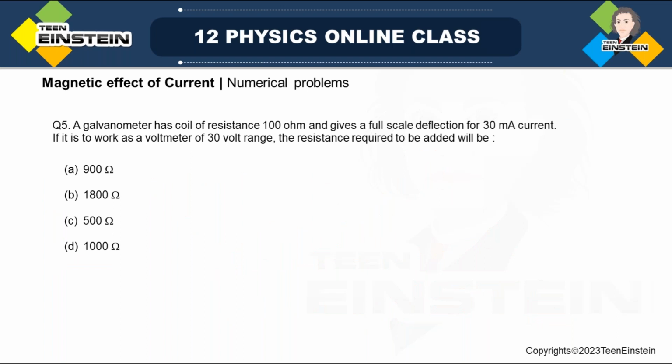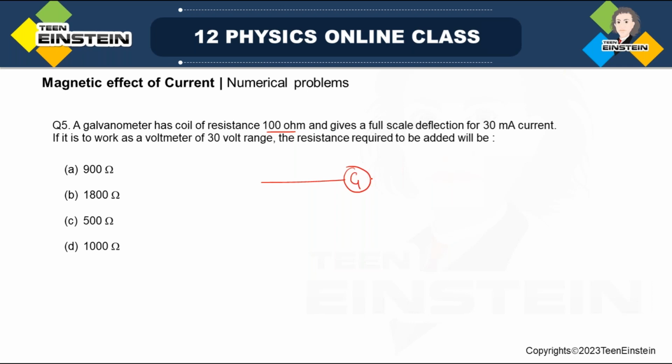This is related to the galvanometer. In the last class we discussed a galvanometer problem. So today we'll conclude this session with this galvanometer problem. A galvanometer has coil resistance 100 ohm.